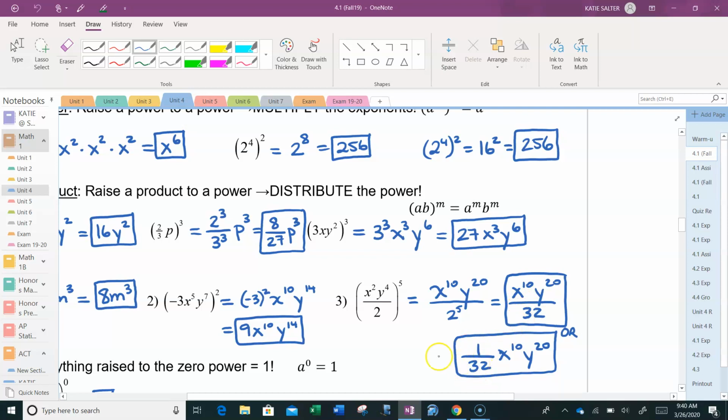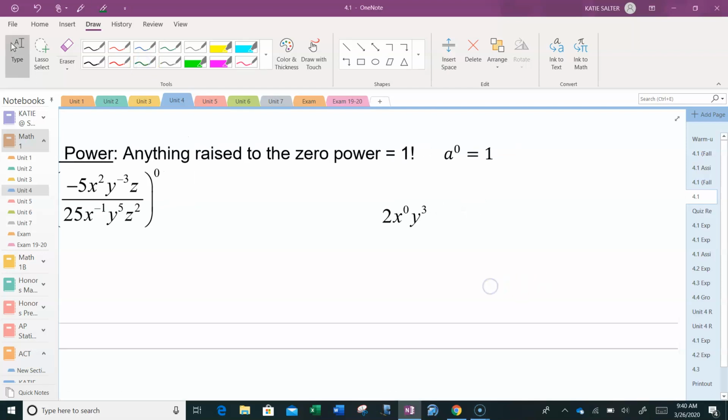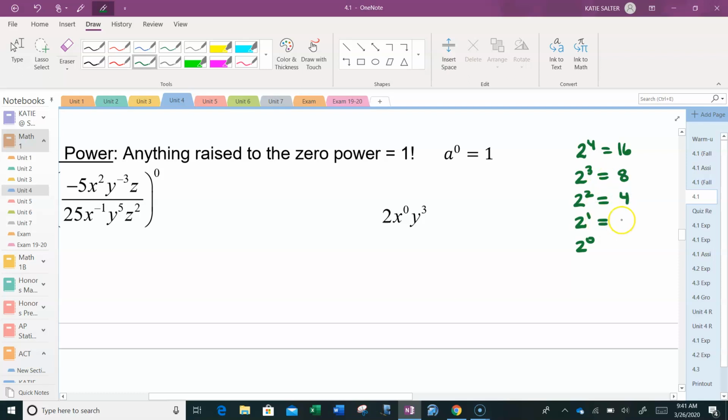Okay, last rule for today is the 0 power rule. Anything raised to the 0 power is 1. This is kind of confusing. It's a hard rule to really understand, but let me just show you a little pattern real quick that might make it make more sense. If I looked at a pattern of numbers, if I had 2 to the 4th power, 2 to the 3rd power, 2 to the 2nd power, 2 to the 1st power, and 2 to the 0 power. Well, 2 to the 4th power is 16. 2 to the 3rd power is 8. 2 to the 2nd power is 4. 2 to the 1st power is 2. So what is 2 to the 0 power?